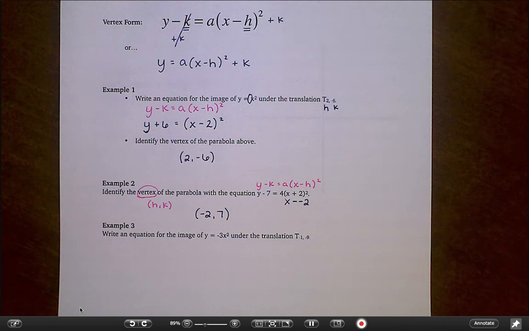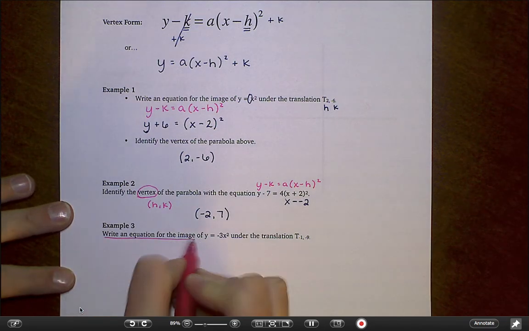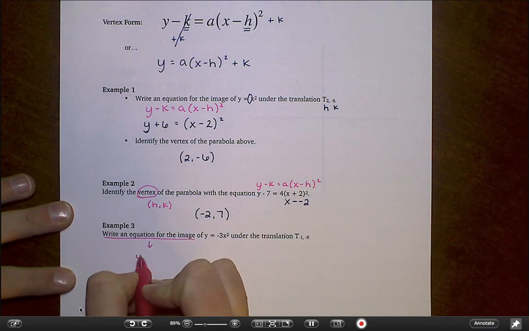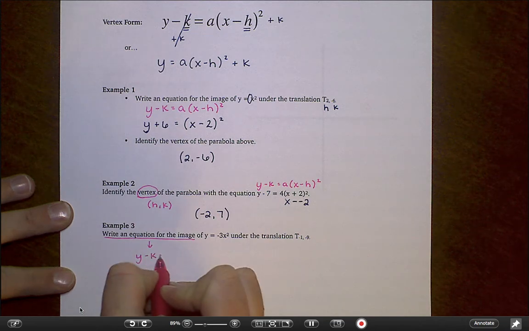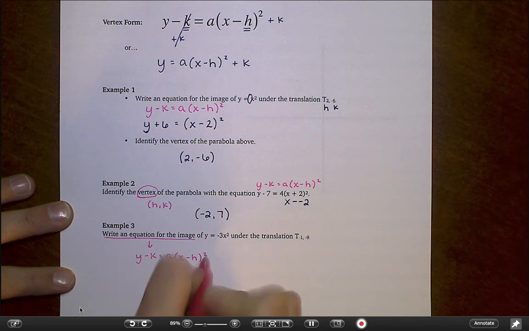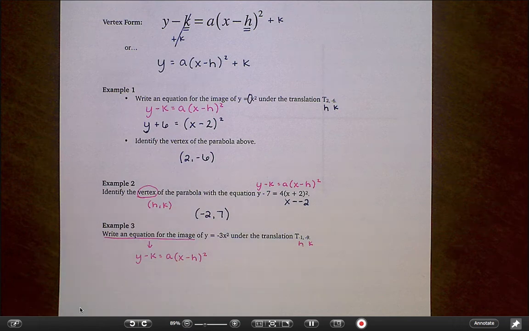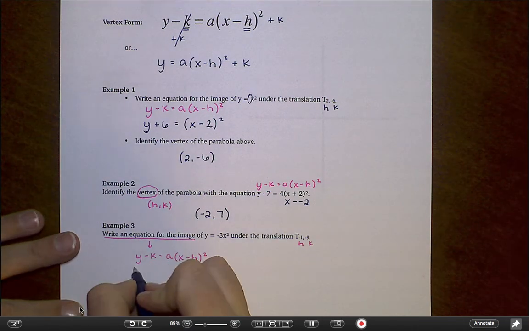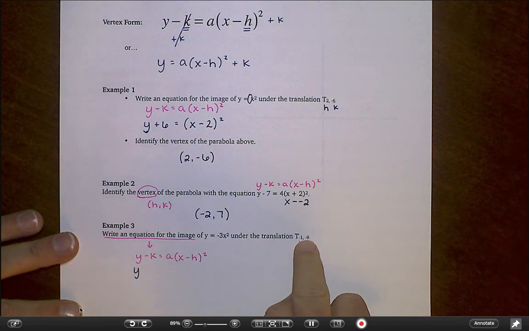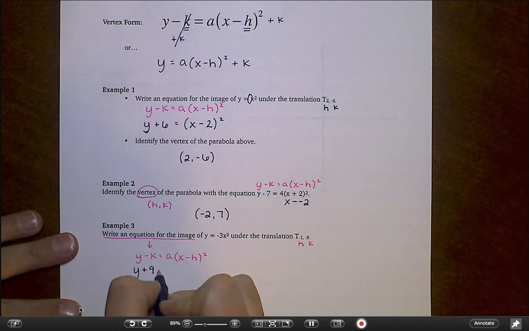Okay, one more example on this front side here. Write an equation for the image of y equals -3x squared under this translation. So anytime it's saying write an equation for the image, that's where you're doing vertex form. Okay, and here's my h, here's my k. So I'm going to do y minus k. Now k, it looks like, is -9. So y minus -9 is really going to be a y plus 9.